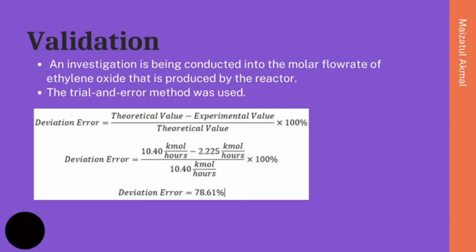So for the validation, an investigation is being conducted into the molar flow rate of ethylene oxide that is produced by the reactor, where we compare the flow rate of ethylene oxide from the manual calculation and from Aspen HYSYS. We compare the value and we use the trial and error method. From what we get, the deviation error is 78.61%, which is high. So there might be some slight errors, which we mentioned in our report.